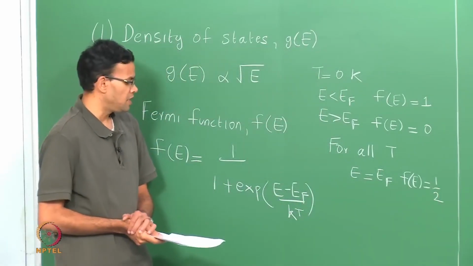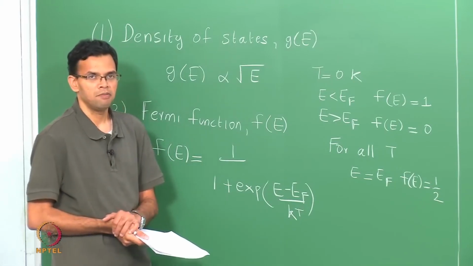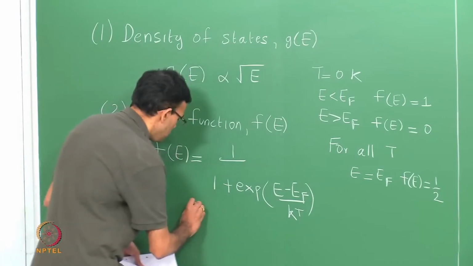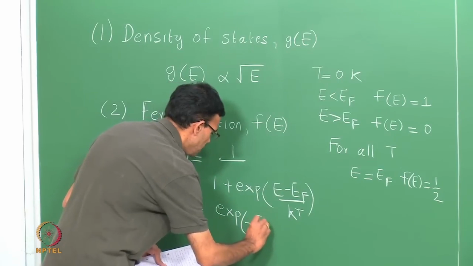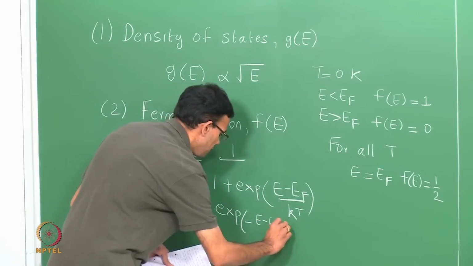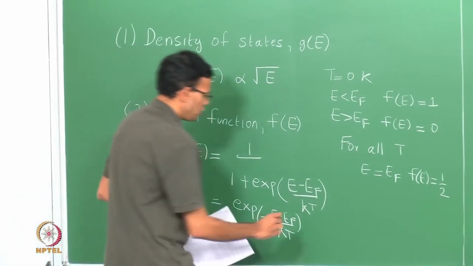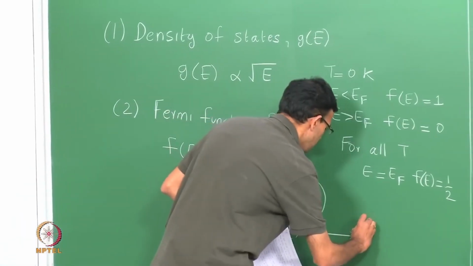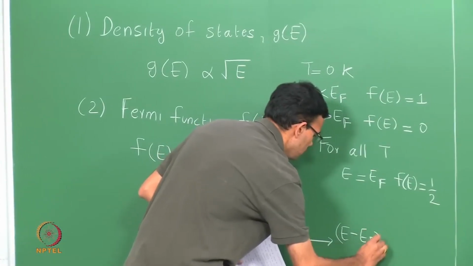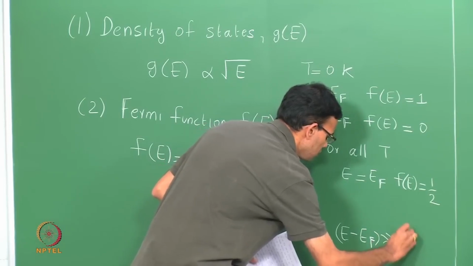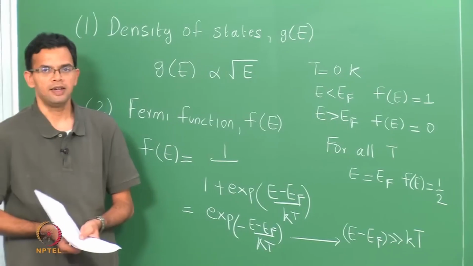When the energy is much higher than kT, we can approximate the Fermi function by a Boltzmann function. So, this becomes exponential minus E minus EF over kT, which is the Boltzmann function. So, this is what we looked at last class.